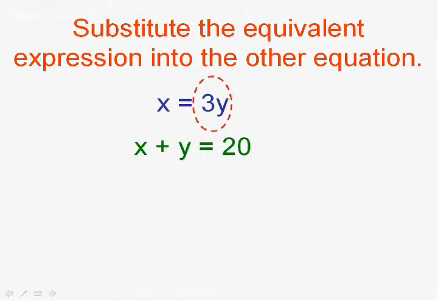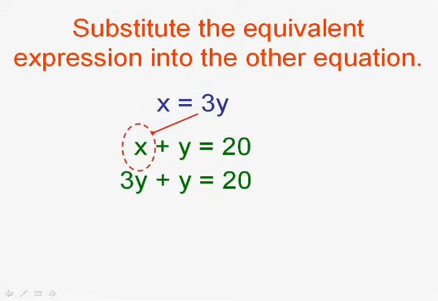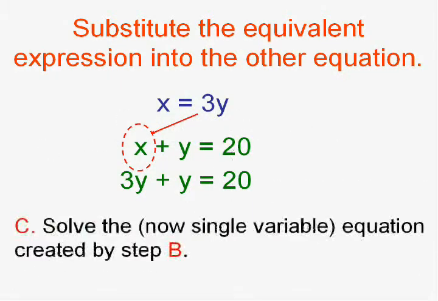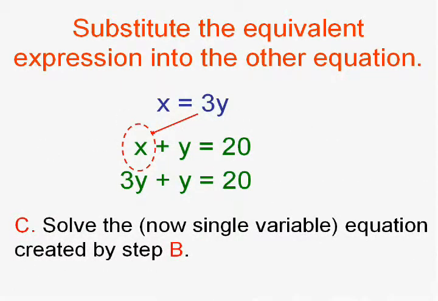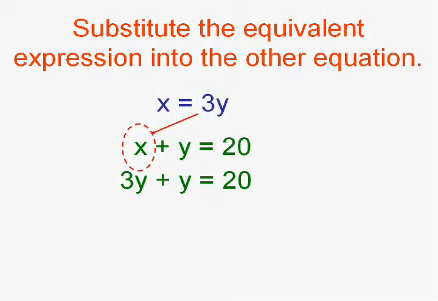So, let's substitute 3y instead of x into that green equation, and we'll get an equation with only one variable, only y, which we can solve for. 3y plus y is 4y. If 4y equals 20, and I divide both sides by 4, I know y is 5.